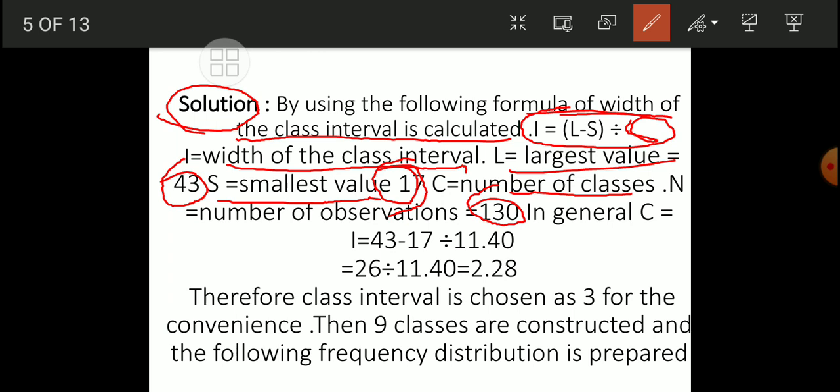So here we will be able to see that with the help of that formula, I is equal to 43 minus 17 divided by 11.40. I is equal to the largest value 43 minus the smallest value 17.